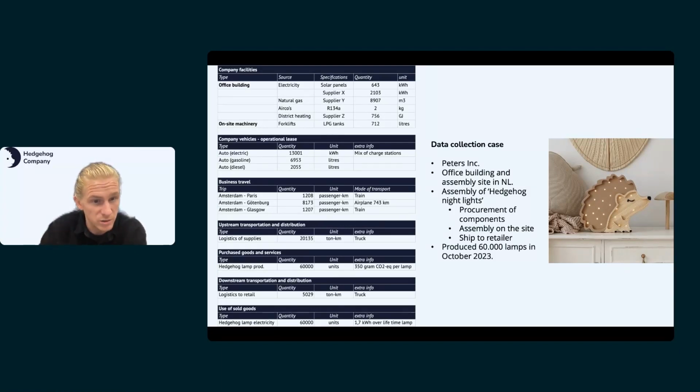Then we have the downstream activities, of course: the logistics of our end products to the retailers and the e-tailers. And finally, there's the use of sold goods, because our lamps are consuming electricity, and we've calculated that there are 1.7 kilowatt hours over the full lifetime of a Hedgehog lamp.